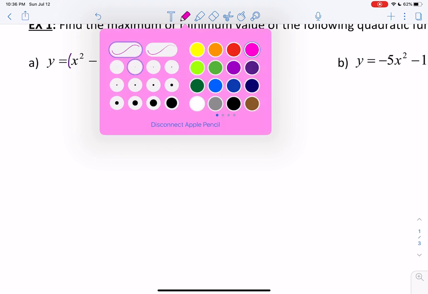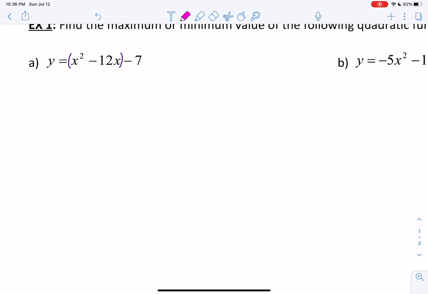Now here's the completing the square part. That stuff in the brackets, we want to turn into a perfect square trinomial. In order to do that, we take this negative 12. It's always the second one in the bracket. We take that, we divide it by 2, and we square it. So negative 12 divided by 2 would be negative 6, and if I square that, we'll get 36.